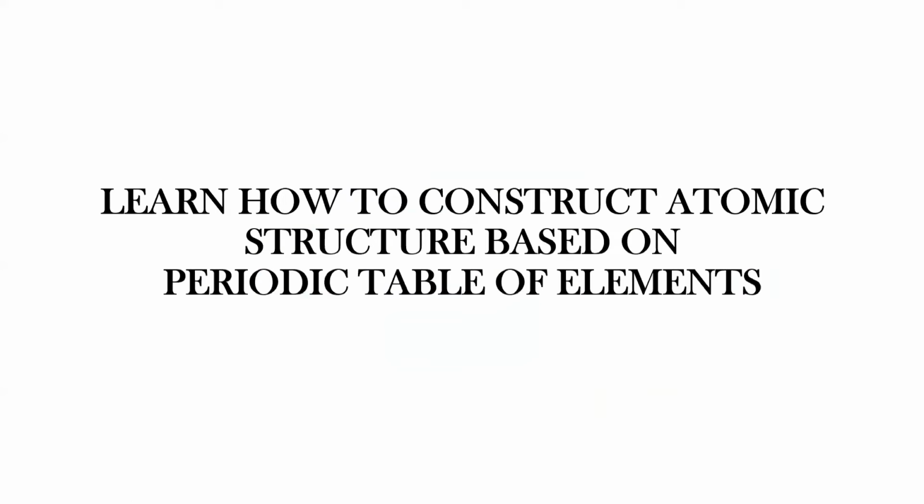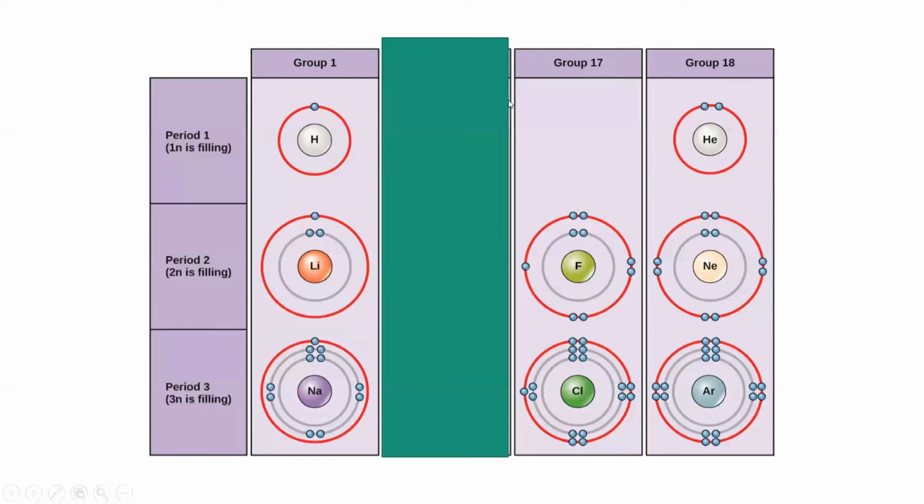Now we are going to learn in detail how to construct atomic structure based on the information on the periodic table of elements. This is the atomic structure for group 1: hydrogen, lithium, and sodium. Group 17: fluorine and chlorine. Group 18: helium, neon, and argon.